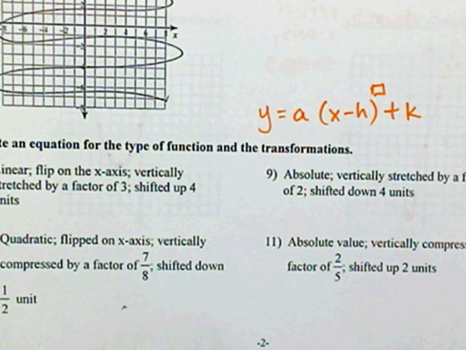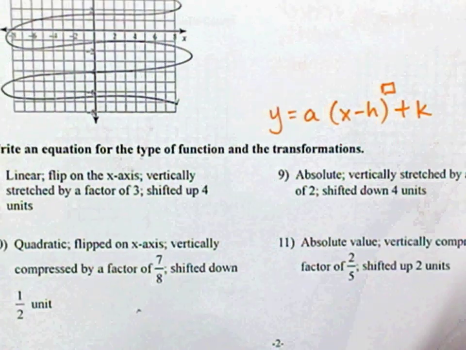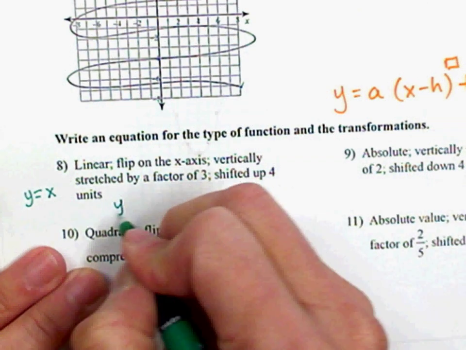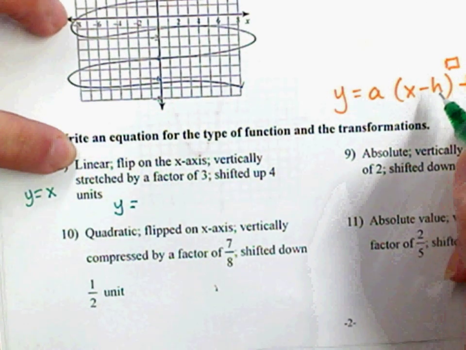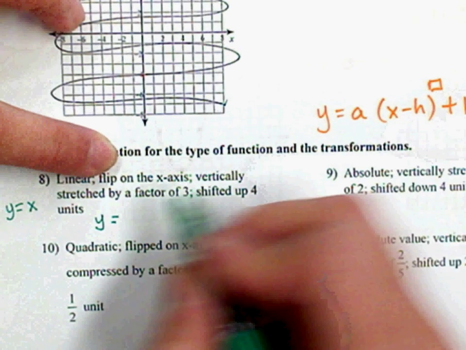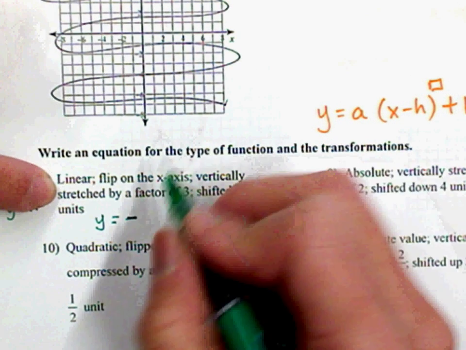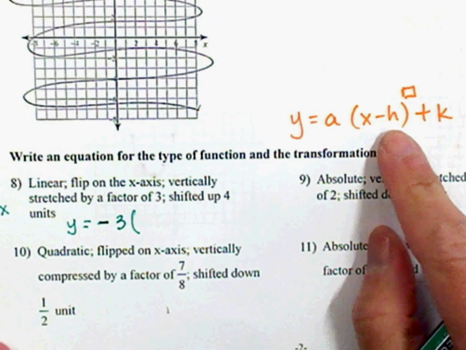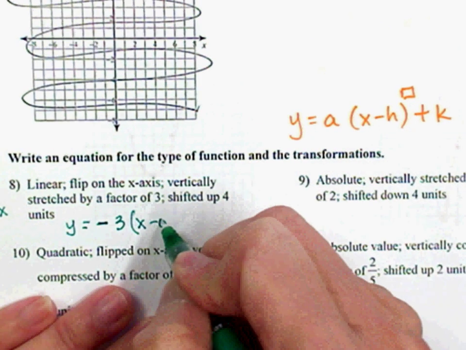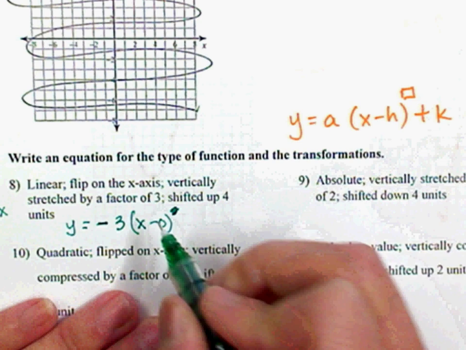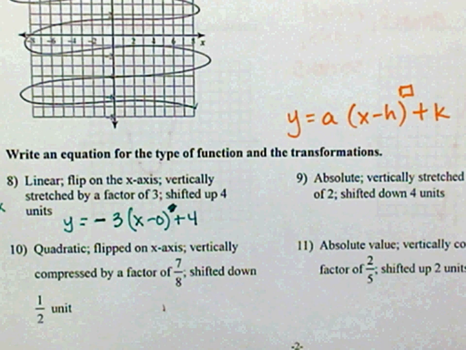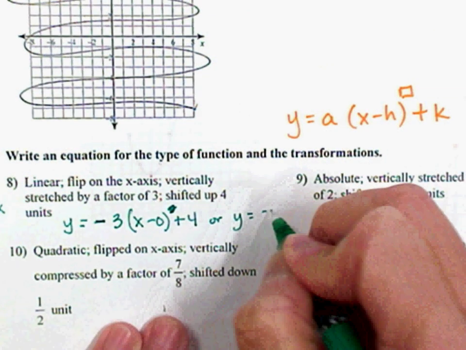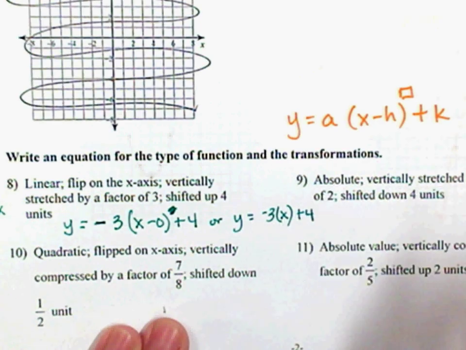Here we go. It's a linear. Now remember, a linear looks like this: y equals x. That's your basic function. So that means there's going to be a 1 right here. Flip, so negative. Vertically stretched by a factor of 3, there's your 3. Shift it up 4 units. Up is not your h, but your k. And if you want to write a 0, because there's no change, plus 4. And there you have your solution. You can leave it like that, or you can write y equals negative 3x plus 4. It's the same answer.